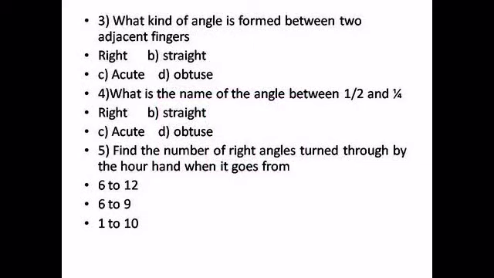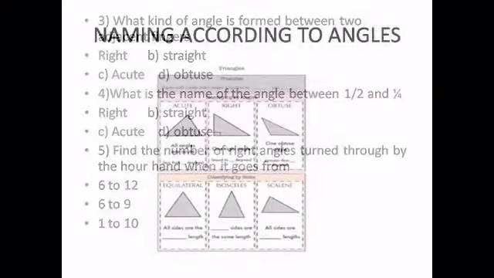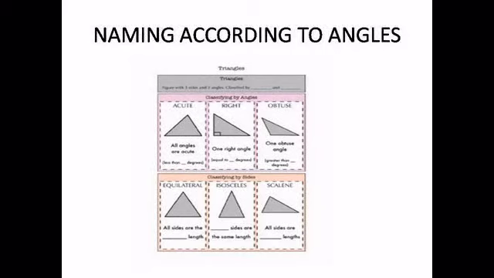Similarly, we can name the triangles in terms of sides. All sides are equal, equilateral triangle. Two sides are equal, isosceles triangle. All three sides are different, scalene triangle.